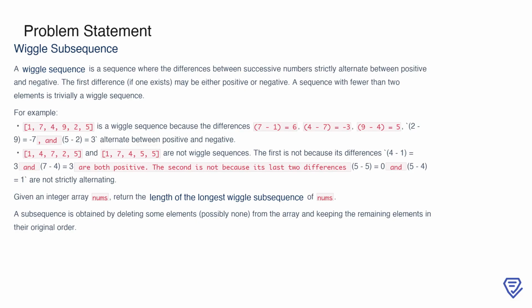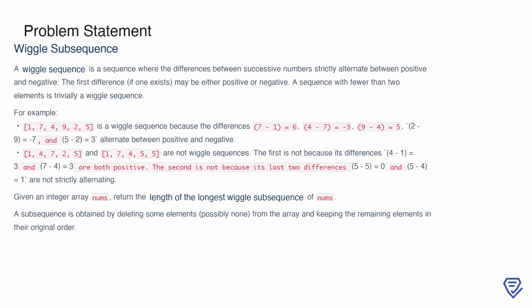For example, the sequence 1, 7, 4, 9, 2, 5 is a wiggle sequence because the differences alternate as follows: 6, -3, 5, -7, and 3. Notice how the signs of these differences strictly alternate.